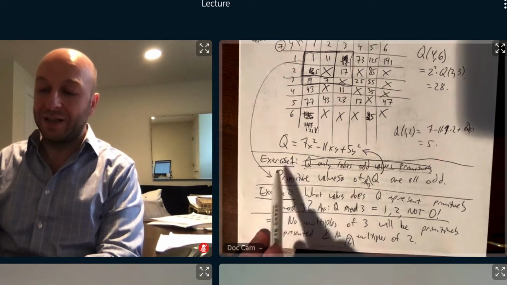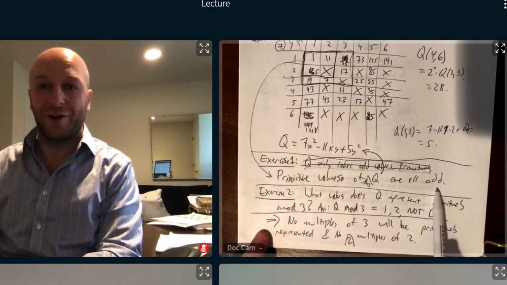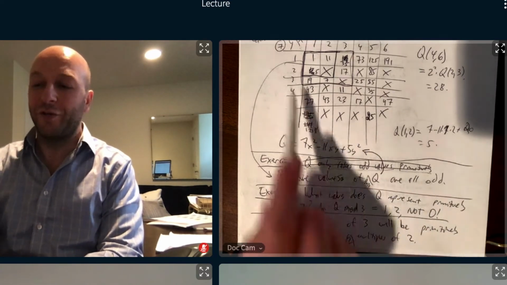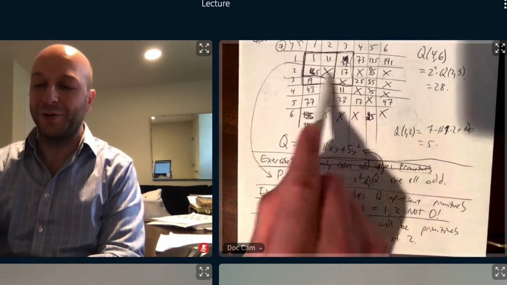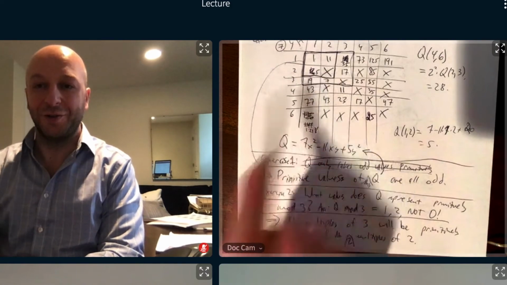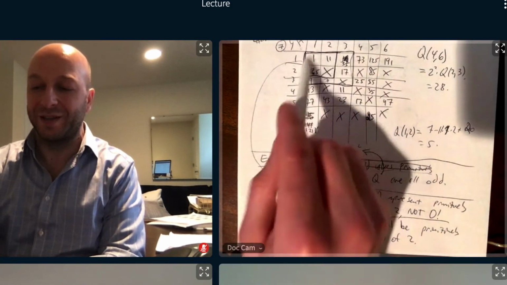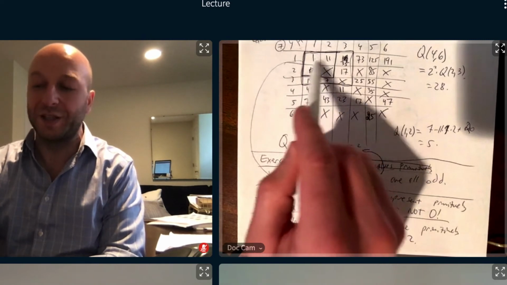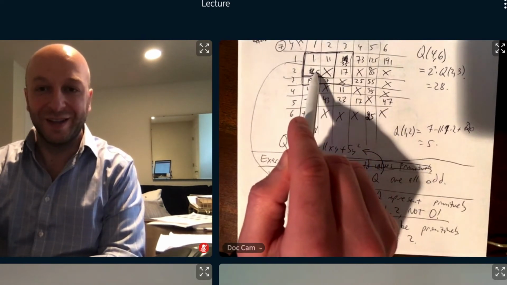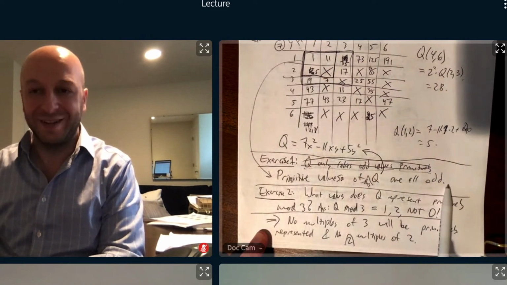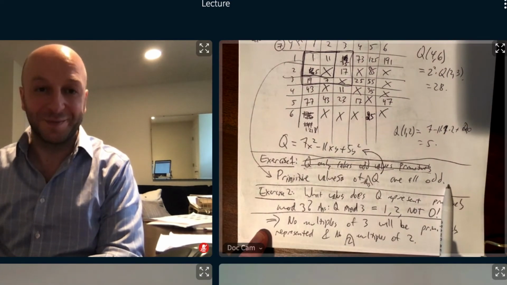It's again exercise 1. The primitive values are all odd, which we proved by looking at the values mod 2 in the top 2 by 2 corner. So we never saw 2 represented. We never saw none of these numbers are 0 mod 2. So the form will never be 0 mod 2 primitively.